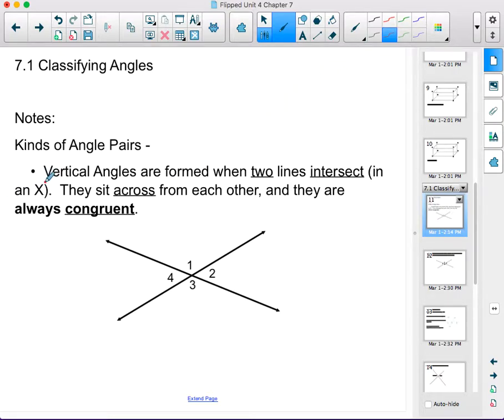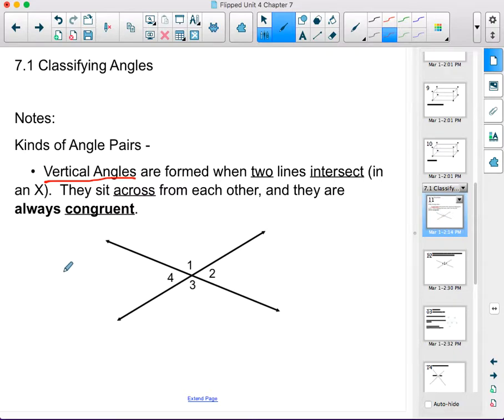So we are going to begin, this is in your notes, we're going to start off with the definition of vertical angles. Vertical angles are formed when two lines intersect in an X. They sit across from each other and they are always congruent. So here is an example of a situation where vertical angles can be identified. And let's take a look at why that is.